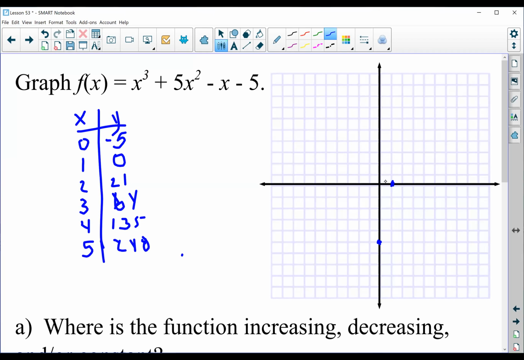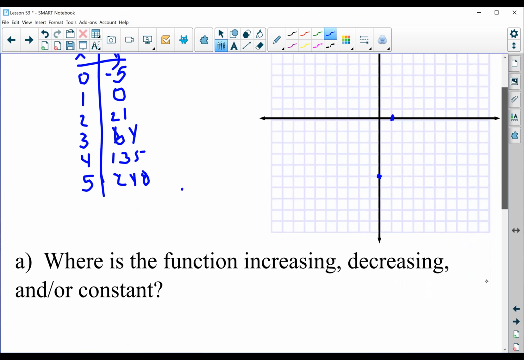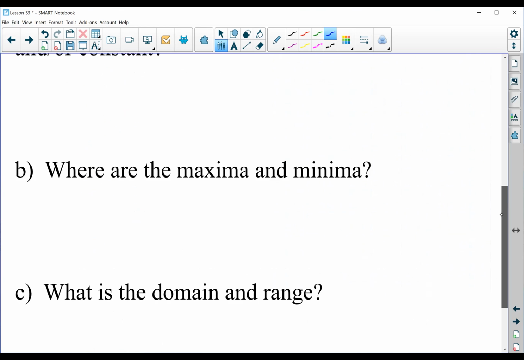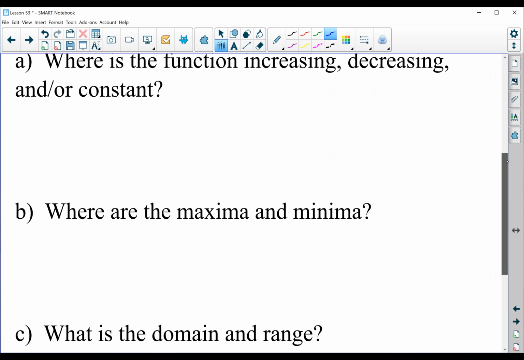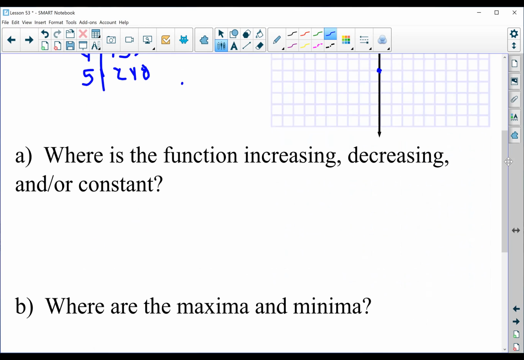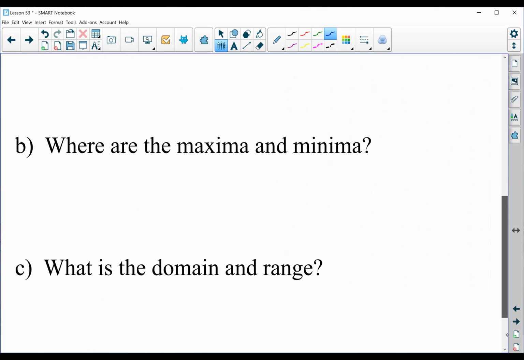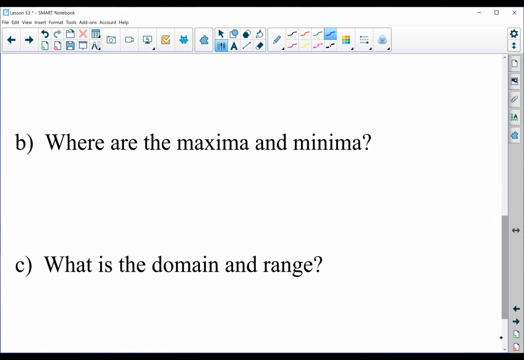So what I want to do, and I'm going to actually skip over part A for just a minute. Where's the function increasing, decreasing, or constant? I'm going to skip that. I'm going to skip the maxima and minima, but I want to find the intercepts first. So I'm actually going to do this kind of backward.